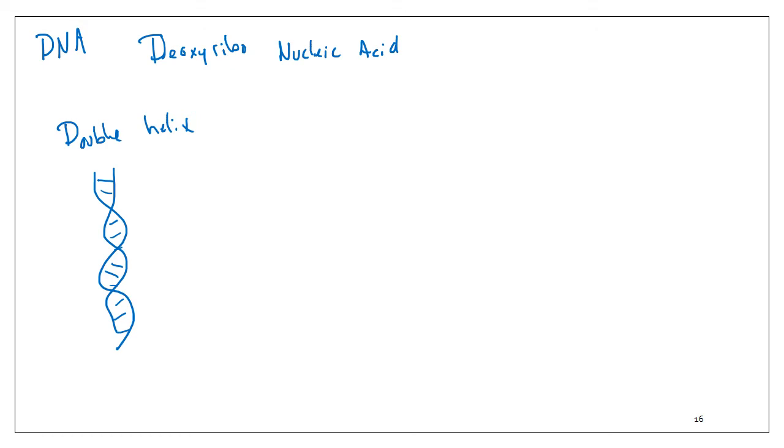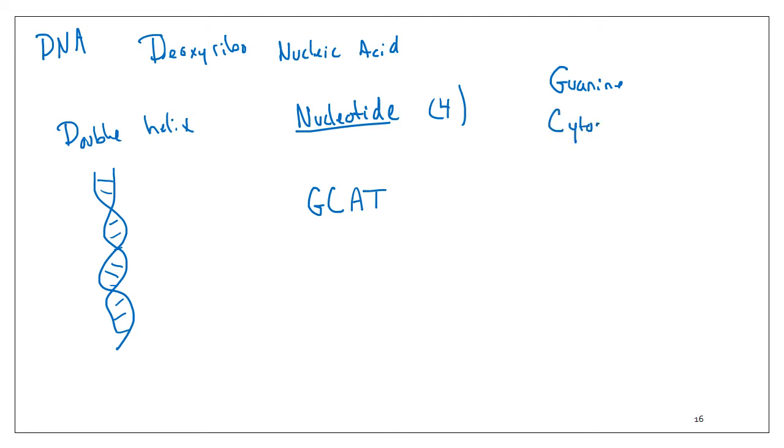Now, DNA has some components. Remember, there are things called monomers that make up polymers, and DNA is a polymer. So what is its monomer? Its monomer is called a nucleotide. In DNA, there are 4 nucleotides you have to remember. There's a G, a C, an A, and a T, which stand for guanine, cytosine, adenine, and thymine.